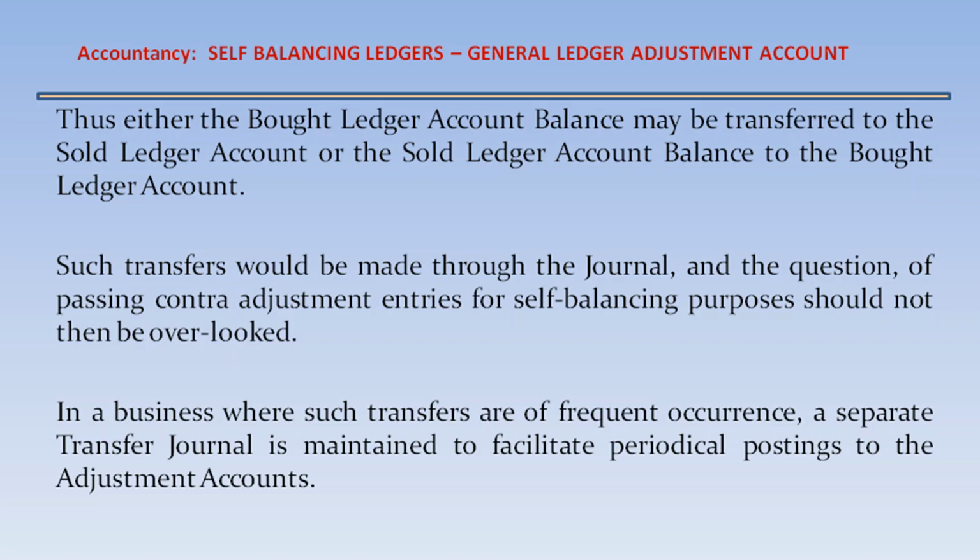Such transfers would be made through the journal, and the question of passing contra adjustment entries for self-balancing purposes should not then be overlooked. In a business where such transfers are of frequent occurrence, a separate transfer journal is maintained to facilitate periodical postings to the adjustment accounts.